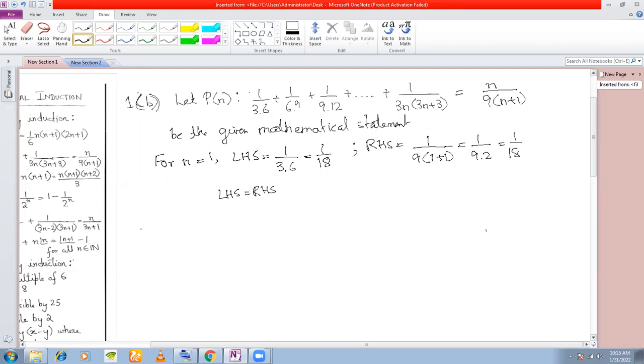Therefore, what can we say? Thus, Pn is true for n is equal to 1. That is, we say P1 is true. Right? So from the statement, the first part of the statement we have verified, that is P1 is true. Now we are going to verify the second part. That is Pm plus 1 is true whenever Pm is assumed to be true.